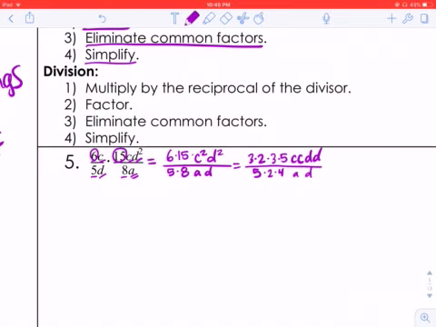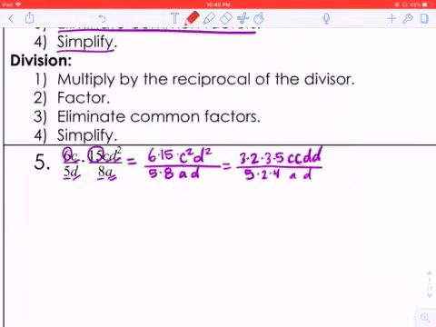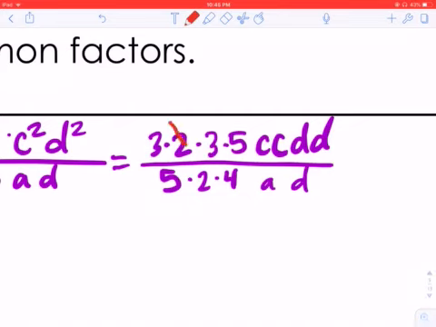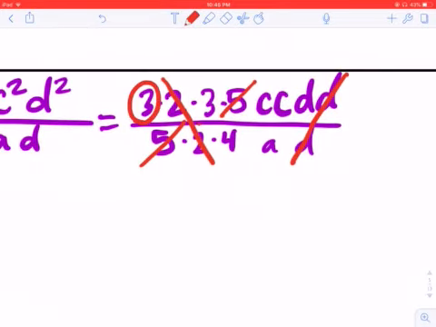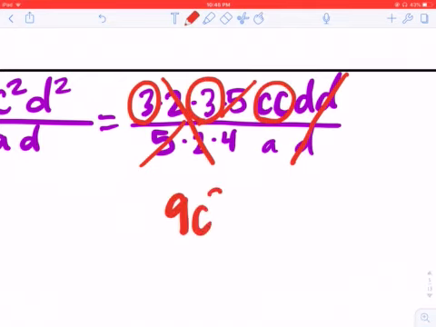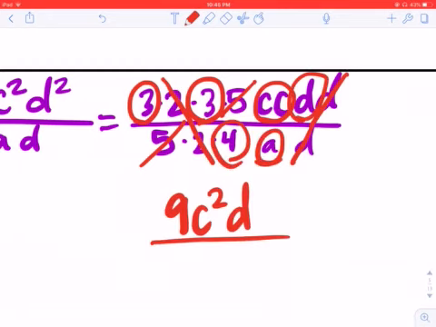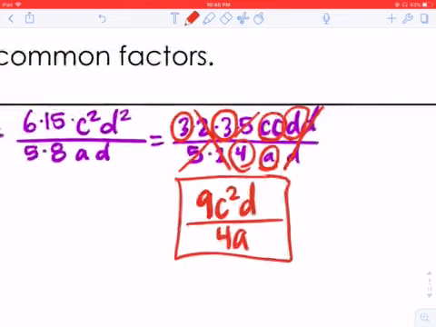Then we're going to eliminate common factors, so things that are the same on top and on bottom. So I see that there is a set of 2's here that are being multiplied. I'm going to cancel those. I see that 5 and 5 can divide to 1. I see that D and D can divide to 1. And then the last part is simplify. So once there's nothing else up there, I have 3 times 3 is 9. C times C is C squared. I have D by itself over 4 and A. 4A. That is what I have here.